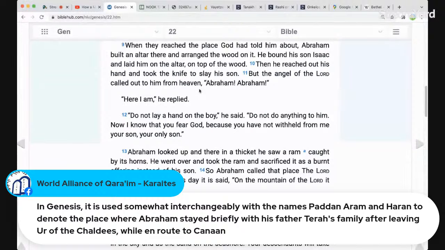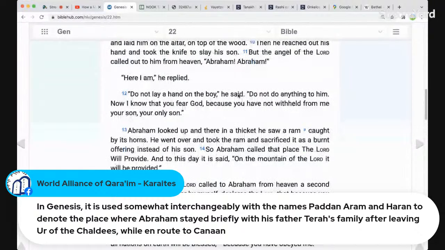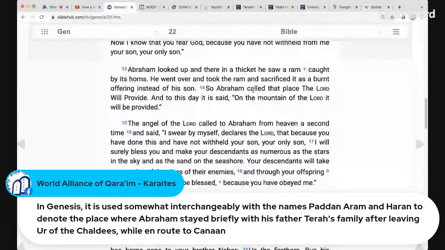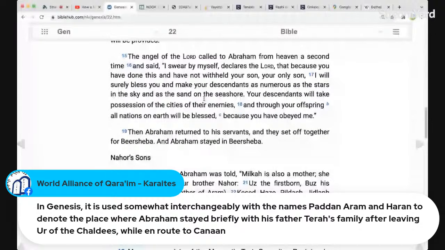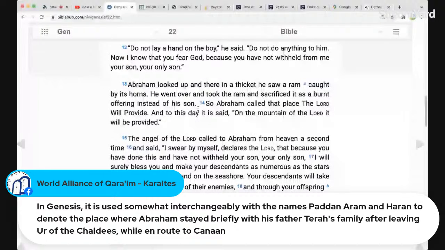Then he reached out his hand and took a knife. "Do not lay a hand on the boy." The angel says, "I will surely bless you and make your descendants numerous." No, so there's nothing else there. I was looking for, okay, "So Abraham called that place The Lord Will Provide." So here's an interesting verse.